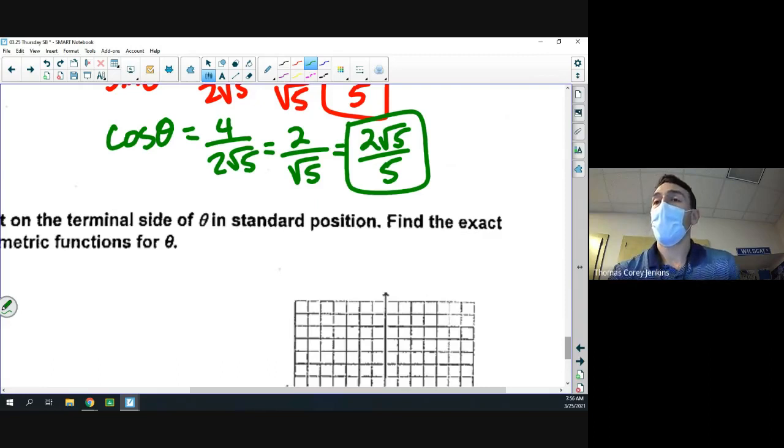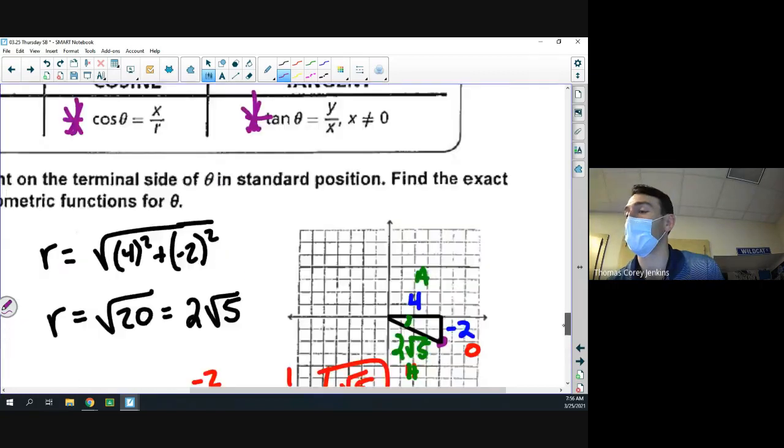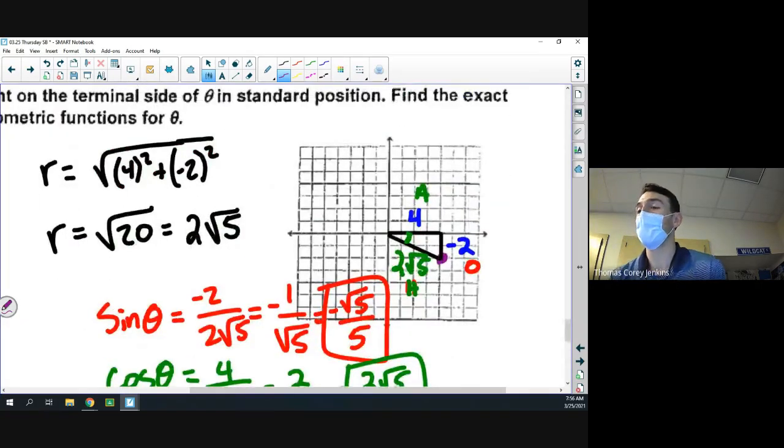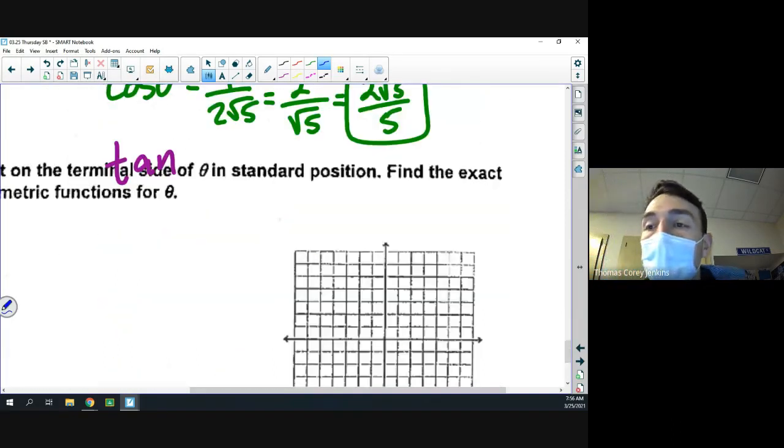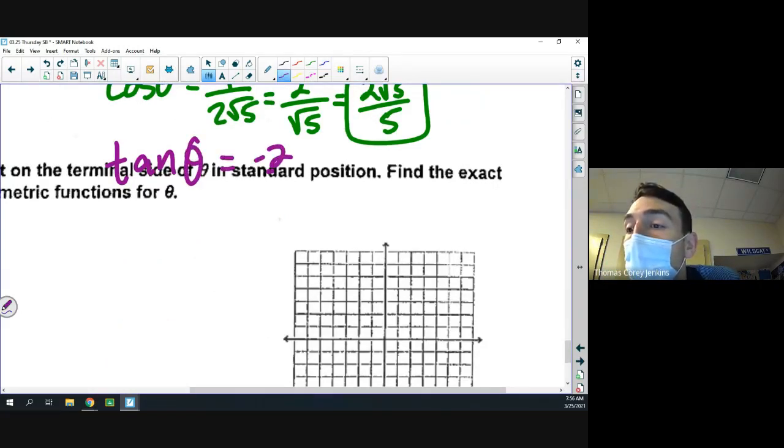And tangent. That one's going to be a little bit easier because we have just our more normal looking numbers. So tangent is going to be opposite over adjacent. So negative 2 over 4, or negative 1/2.